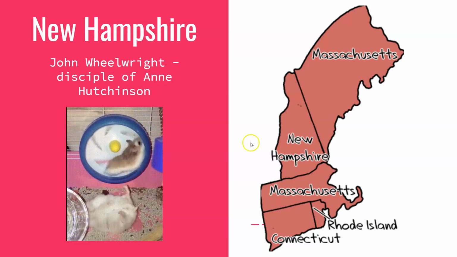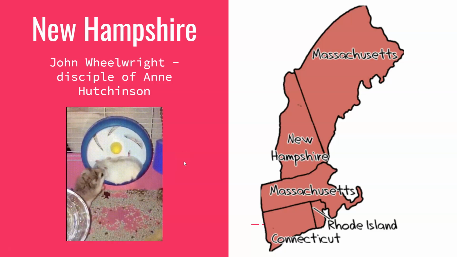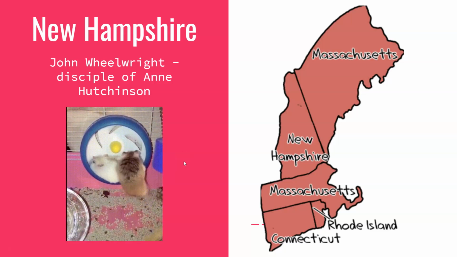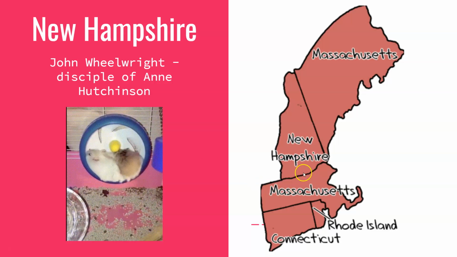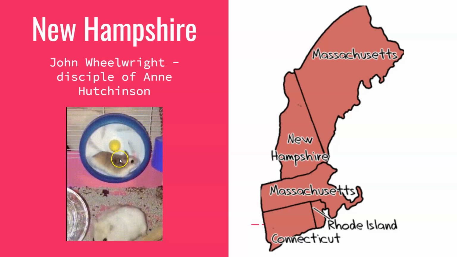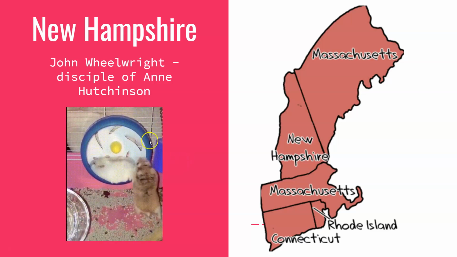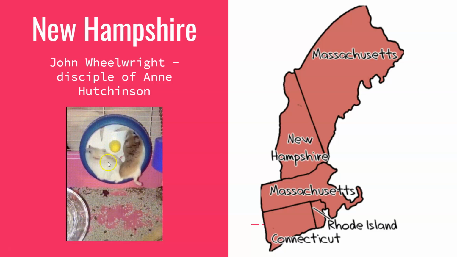So let's look at this little GIF here. The idea is, this is how I remember John Wheelwright. So think of hamster, right? New Hampshire. And the little wheel is like Wheelwright. And also you can see what this little brown hamster is doing. He's going up to a wheel, right? That's already taken. So this is like Massachusetts.